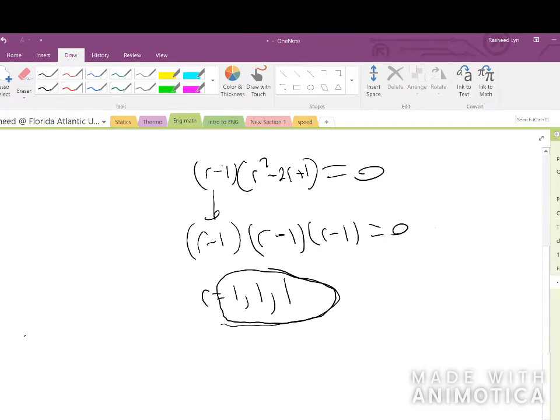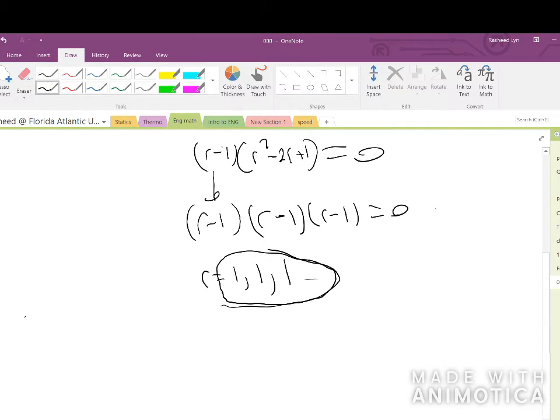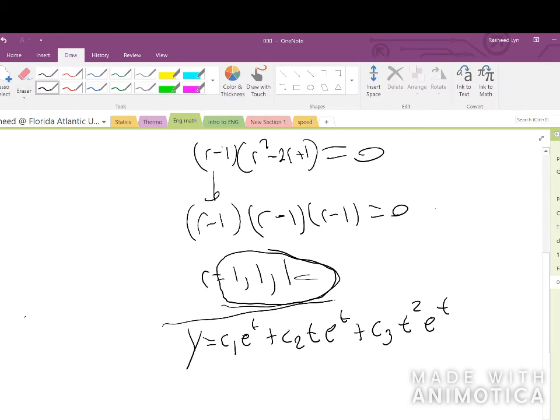So you remember for the last one, I added a t for the corresponding equation for one of the C2s. I had C1 e to the t and C2 e to the t times t. Now that you have 3, you have 2 t's. So your corresponding equation will be y equals C1 e to the t plus C2 t e to the t plus C3 t squared e to the t. And this is your answer.